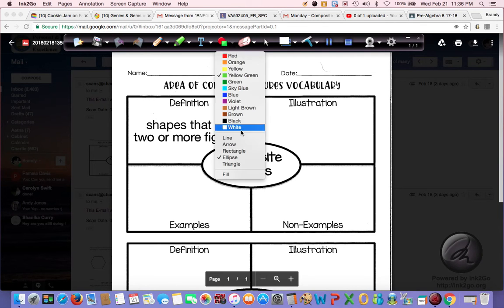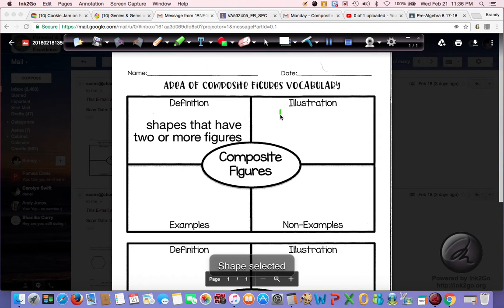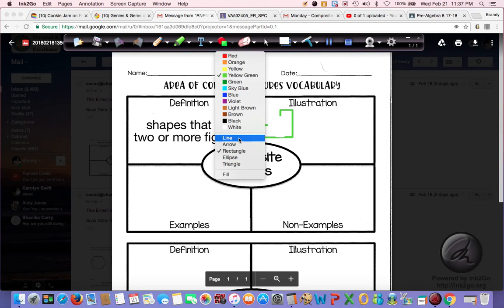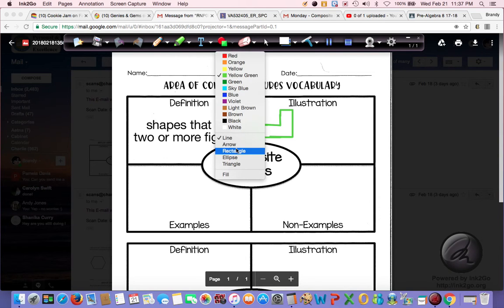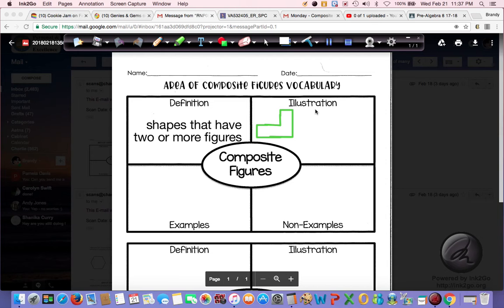So some illustrations could be a rectangle mashed up with another rectangle. And the only thing is, let me put some lines in here. You wouldn't have it divided for you, so it would look like this. That would be one. Another kind would be if we had a triangle.